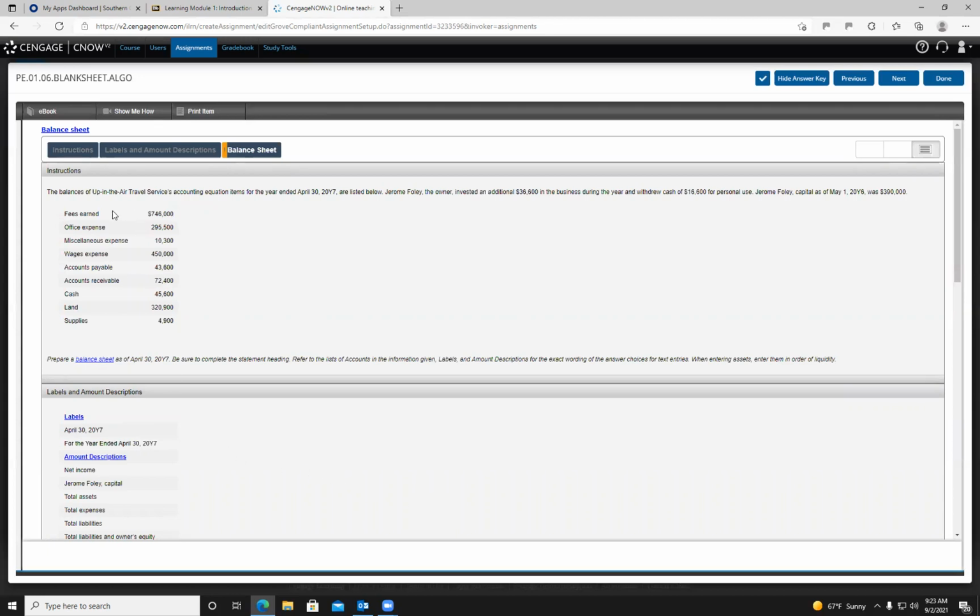So how you calculate that, you come up here to your expenses and your fees earned, and you basically determine if you have a net income or a net loss. So we add up the 746, subtract out the 295.5, 10.3, and the 450.